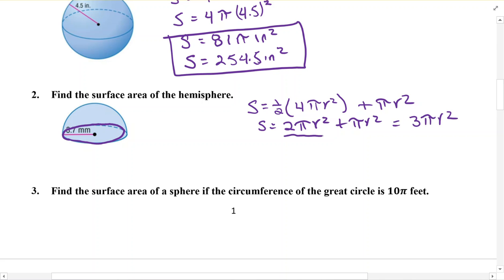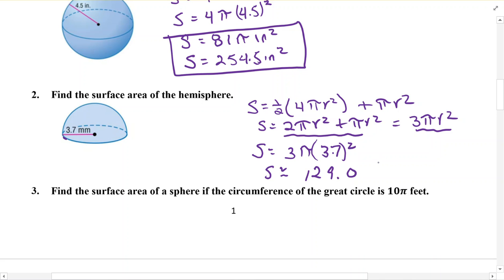So I don't care if you use this formula or this formula. Here our radius is 3.7 millimeters. So the surface area is 3 pi 3.7 squared. And we have a surface area of approximately 129.0 millimeters squared.